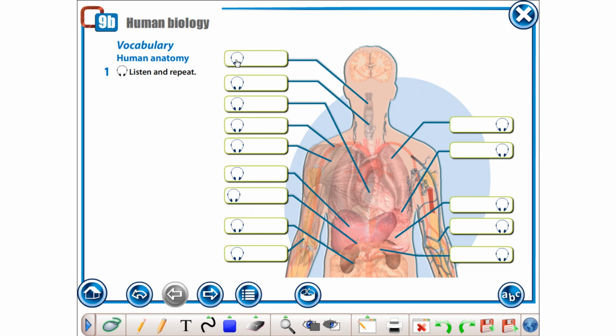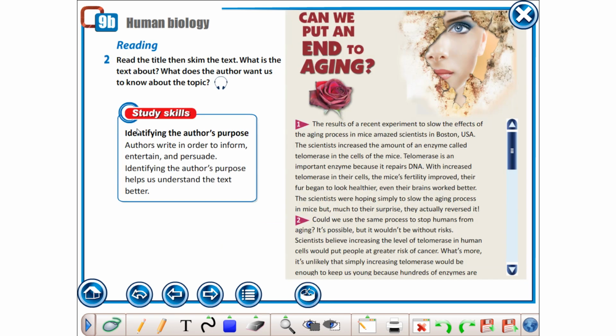Итак, еще раз. Pharynx, larynx, heart, arteries, muscles, liver, gallbladder, kidneys, skeleton, lungs, spleen, stomach, veins, pancreas. Okay, and next exercise number 2, reading.